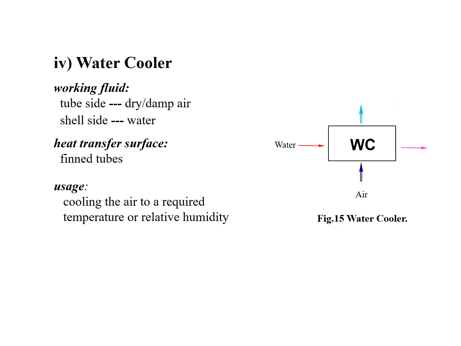Water cooler. A water cooler is designed to circulate water and keep the temperature of dry or damp air at or near a low temperature or relative humidity. In general, the working fluids are water and air. The heat transfer surface is thin tubes. Air is kept on the shell side and water is on the tube side.